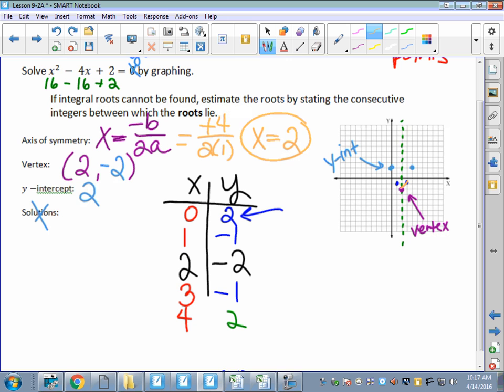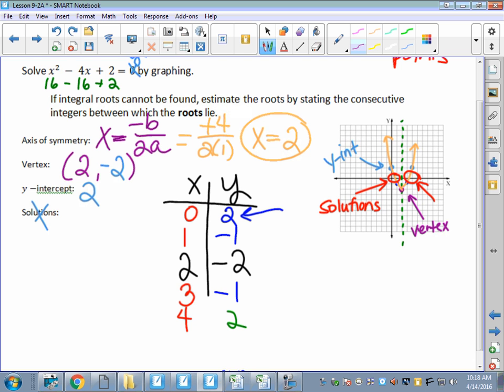So connect these dots. Put your parabola in there. Now look at your x-axis. There's one solution right here. There's one solution right here. Remember, the solutions are the x-intercepts. So that's not really a very nice, neither one of them are very nice points.